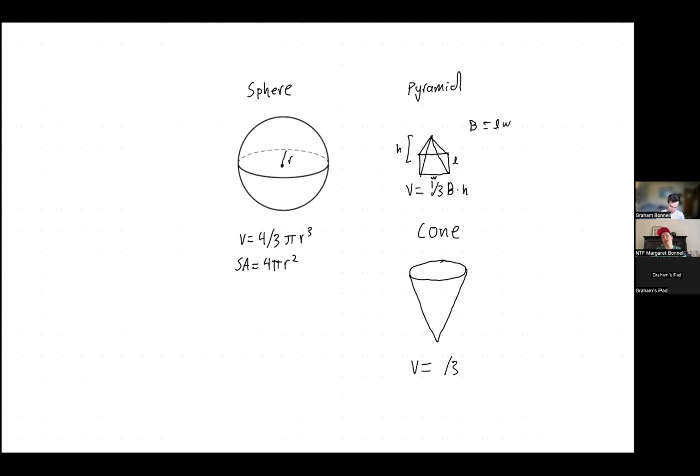Because it's the same thought as a pyramid, which is also 1/3. 1/3, capital B, lowercase h, base times height. Beautiful. Now the height, go into the middle of the circle, which is the base of the cone, and then draw a line from that point to the very tippy tip of the ice cream cone, and that's the height.